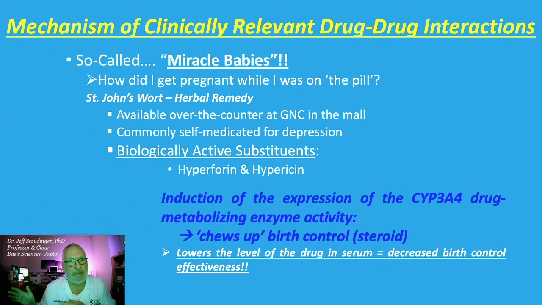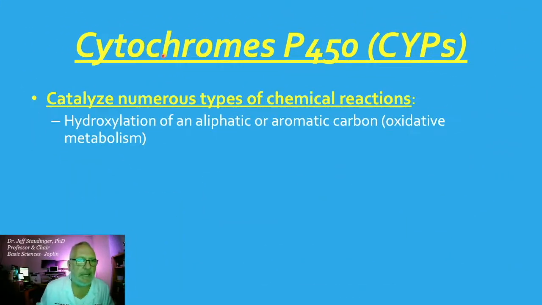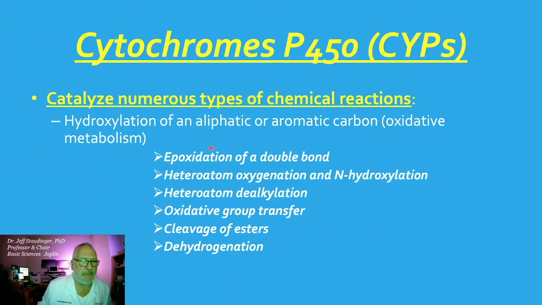The other primary mechanism of drug interaction is competitive inhibition, whereby one drug inhibits P450 activity so it cannot metabolize the other drug. Cytochromes P450, you'll also see them as CYPs, catalyze numerous types of reactions, but the most common one you'll hear about is hydroxylation of an aliphatic or aromatic carbon, commonly referred to as oxidative metabolism. But these CYPs can do many other reactions shown here.